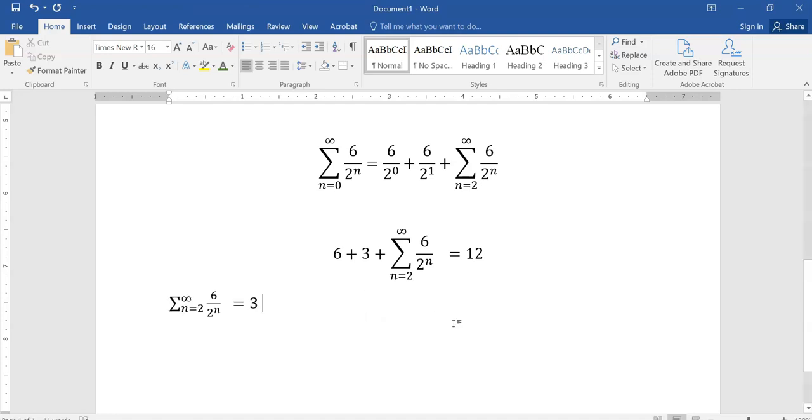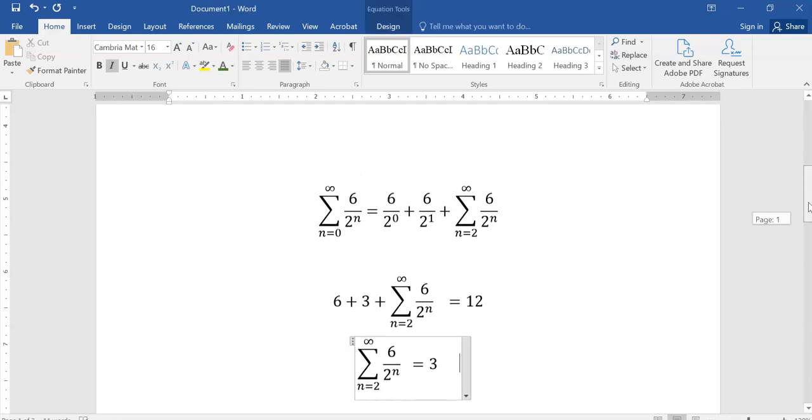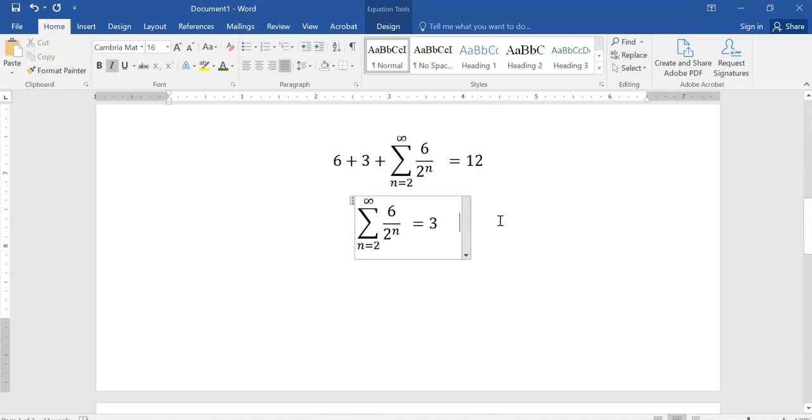By the way, this also shows that if the sum from 0 to infinity converges, then the sum from any number to infinity also has to converge, right? You probably caught that earlier, but just to point that out specifically. So that's how you do that.